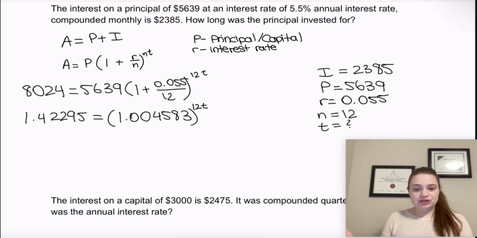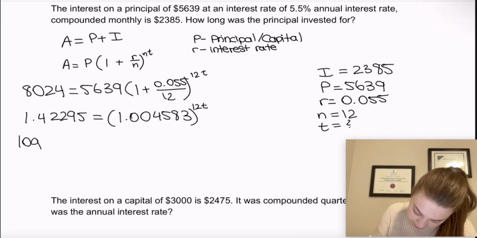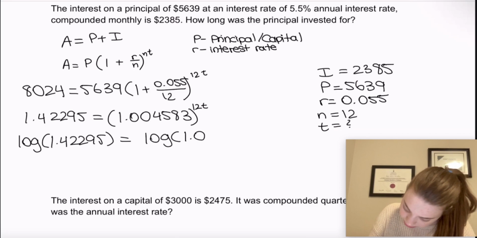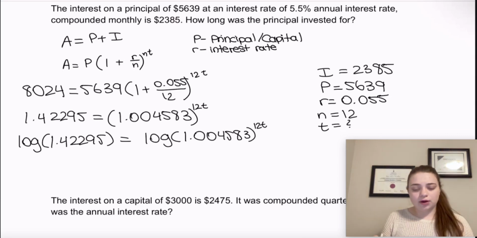Okay, the next thing I'm going to do is apply logarithm to both sides. So logarithm of 1.42295 is equal to the logarithm of 1.00458 to the power of 12t. Now, there's a rule with logarithms that when we have this in the power, we can put it out in the front, right? Normally, this isn't something we can do. We can't just change it to multiplication, but we can in this case.